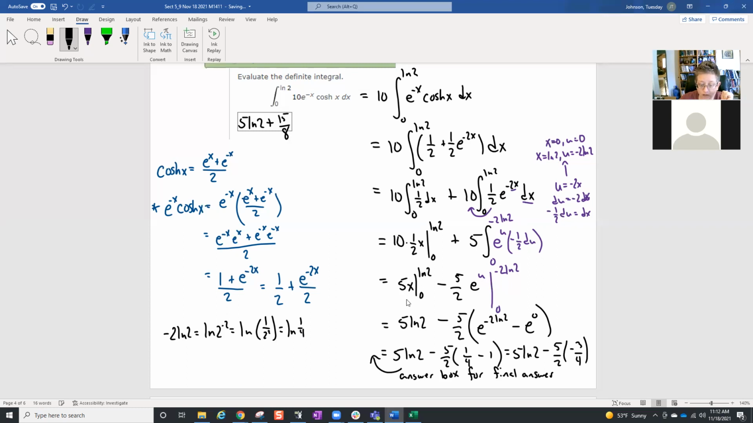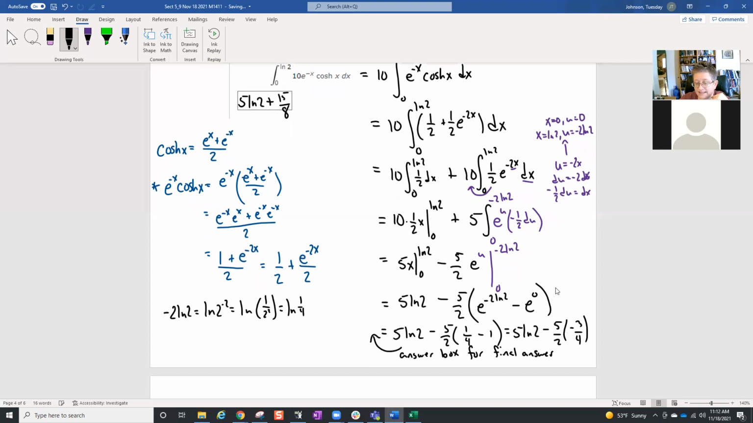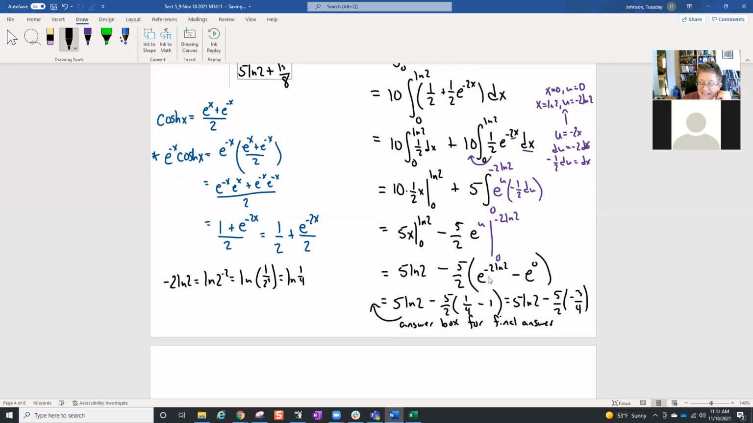All right, so here we are, and now I'm evaluating 5x from natural log of 2 to 0. 5 natural log of 2 minus 5 times 0. I didn't write 5 times 0 because of how much space I had. Minus 5/2 times, now I'm going to evaluate e to the negative 2 natural log of 2 minus e to the 0. Negative 2 natural log of 2 is the natural log of 1/4, and e to the natural log, inverse operations, e to the natural log of 1/4 is 1/4. e to the 0 is 1. And algebra. Where did we do calculus? We did calculus a couple of steps here. This is actually a calculus-driven problem.